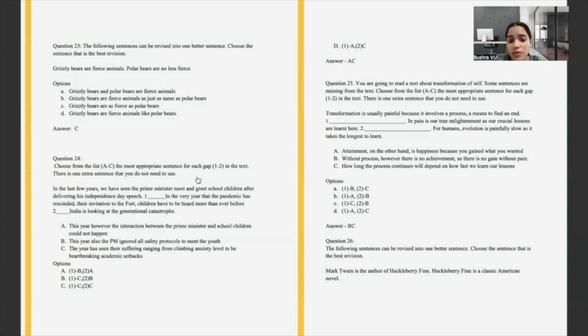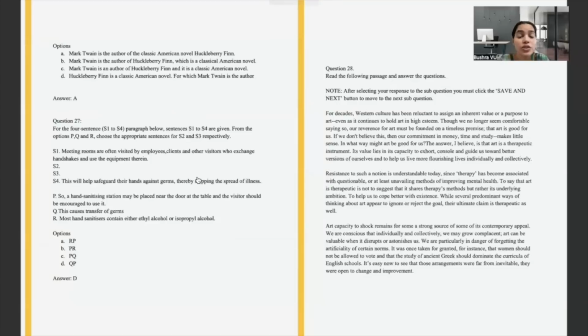All right, let's look at question number 26. So the following sentences can be revised into a better sentence. You have to just revise them into a better sentence, okay? Mark Twain is the author of Huckleberry Finn. Huckleberry Finn is a classic American novel. Okay, Mark Twain has written the book Huckleberry Finn, and they're telling us that this is a very classic American novel. So which option can it be replaced with? Let's look at the options.